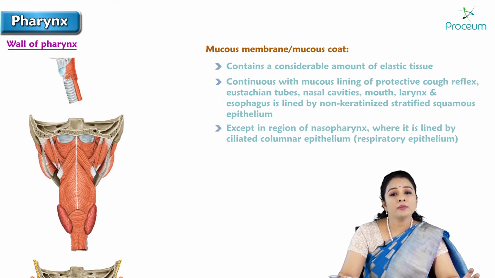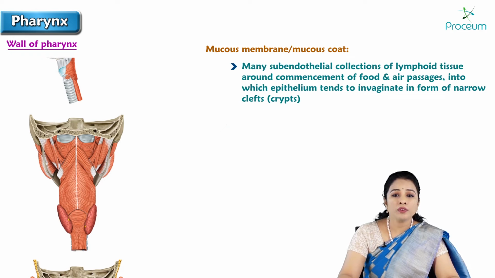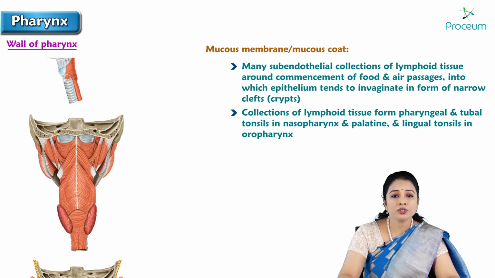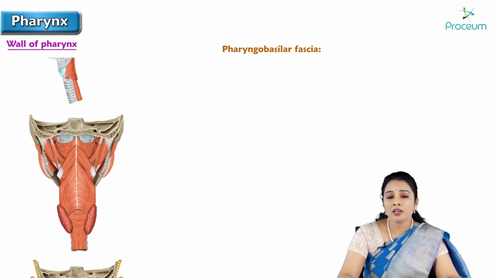And there are many subepithelial collections of lymphoid tissue around the commencement of the food and air passages, into which the epithelium tends to invaginate in the form of narrow clefts called crypts. These collections of lymphoid tissue form the pharyngeal and tubal tonsils in the nasopharynx and the palatine and lingual tonsils in the oropharynx.